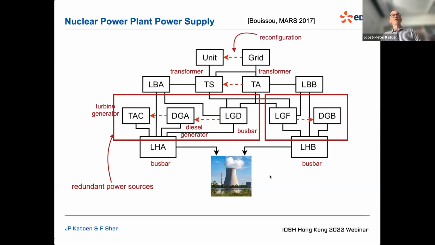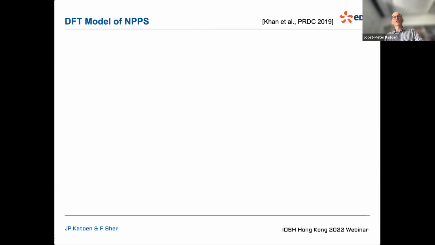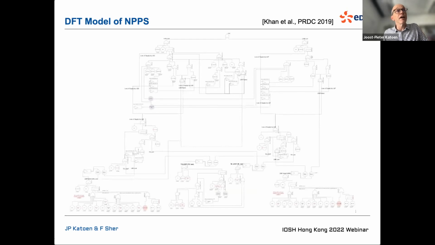So these dashed lines are reconfigurations. So here, basically, the grid feeds is the standard power supply. But if the grid fails, you can still use the unit. And if the unit fails, you can still use the TS and the TA. And if the TA fails, you can still use TS. So there is a lot of redundancy, there are complex interactions between the components and so forth. We modeled this in 2019 as a dynamic fault tree. You see it here, it's very hard to read probably, but you can find the reference on the top of the slide if you are interested in the details.